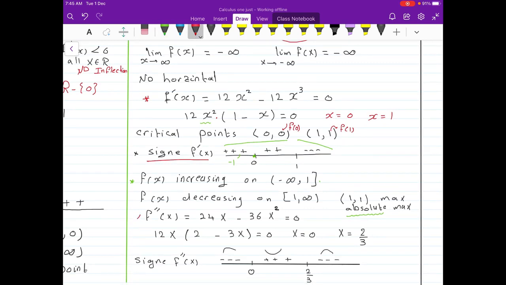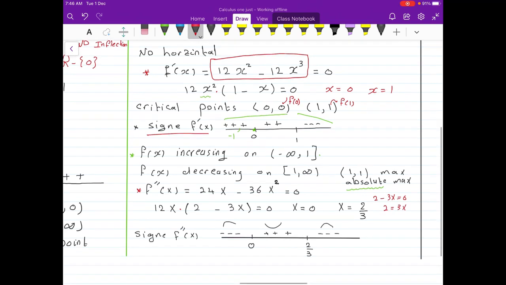Now find f double prime of x. This is f prime. So we differentiate: 24x - 36x^2. We take a common factor. So maybe x equals 0 or 2 - 3x equals 0. So 2 equals 3x. We get x equals 2/3.